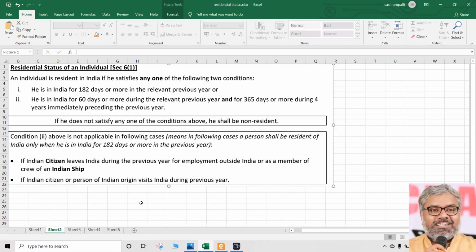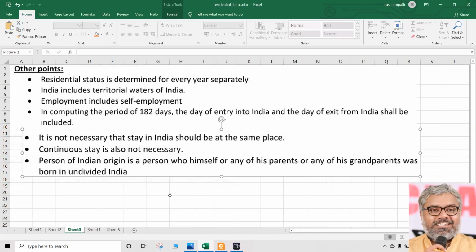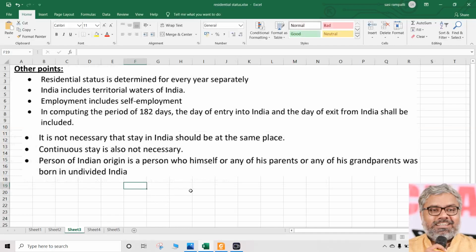What happens to a person of Indian origin? For us, what is important? Because a person of Indian origin also, if he visits India during the previous year, he falls under the exceptional category. Hence, the second condition is not applicable for that person. That's all. Beyond that, there is no other conclusion we should draw. And don't think that persons of Indian origin will automatically get visits to India.